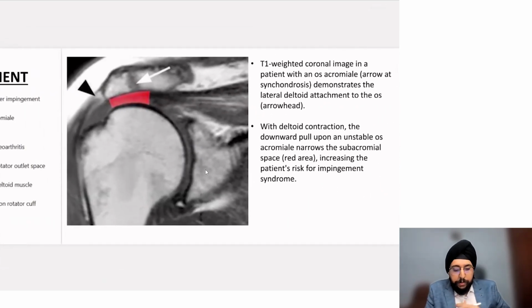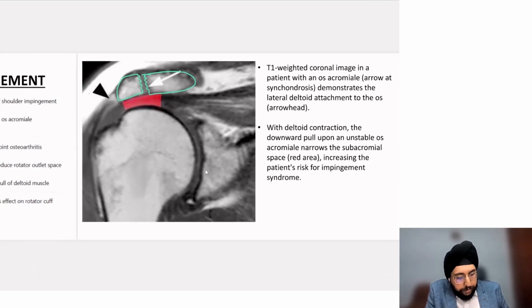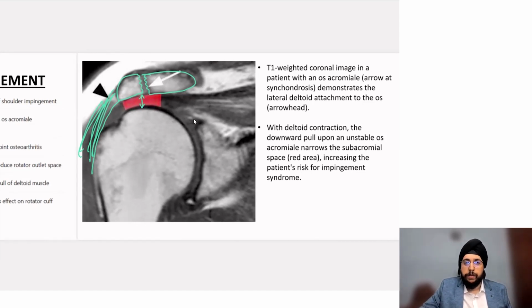So you see there's a T1 weighted coronal image. You see there is a synchondrotic joint between this, which is the os acromiale, and this, which is actually the acromion process. Now this is the deltoid muscle which is attached to this, and because of the contraction of the deltoid, there's a downward pull occurring on this unstable os acromiale, which is reducing the acromiohumeral space. So it increases the patient's risk for subacromial impingement.